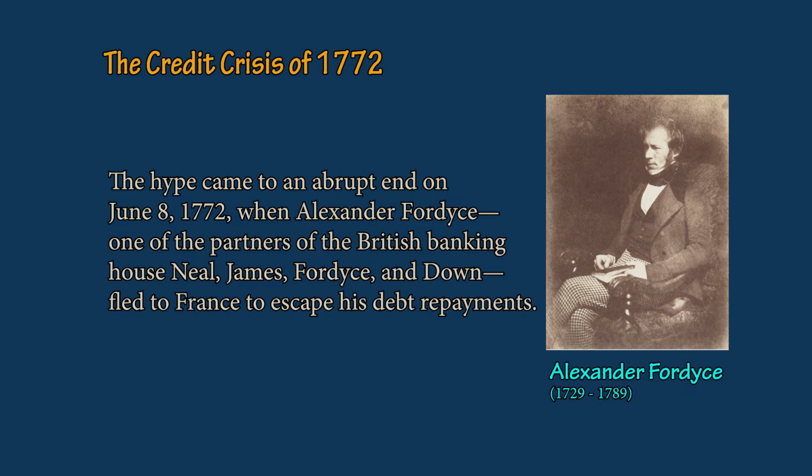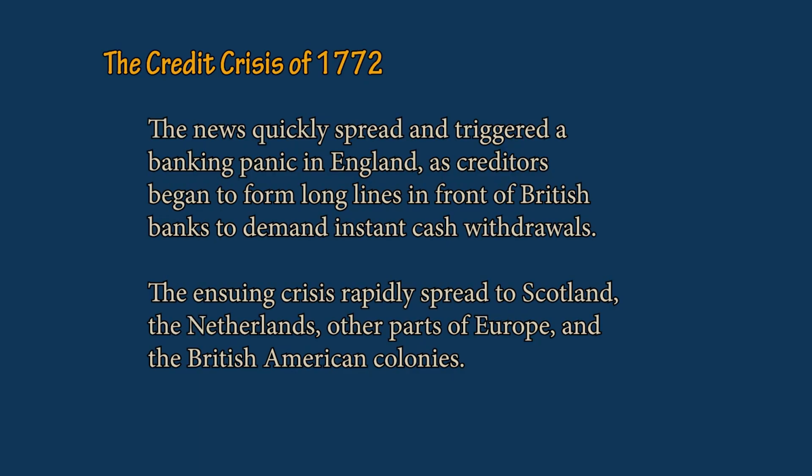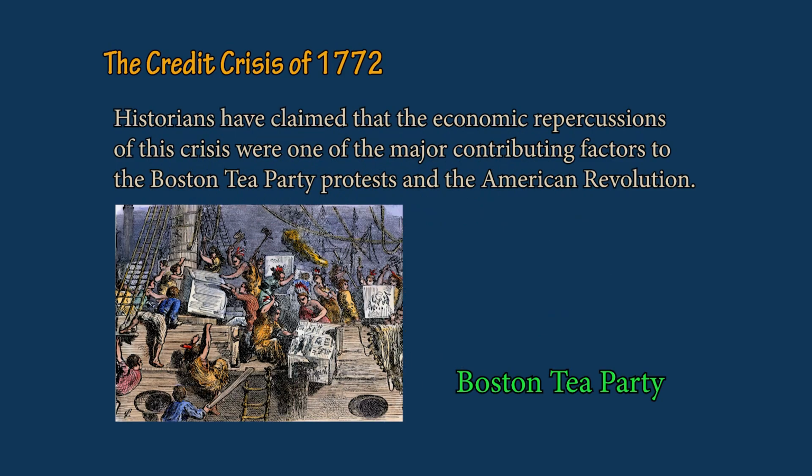The hype came to an end with certain incidents when this person, Alexander Fordyce, who was one of the partners of British banking house, Neale, James and Fordyce and Down, fled to France to escape his debt repayments. Now, of course, this news quickly spread and triggered a banking panic in England, and then everything else followed. It spread to Scotland, Netherlands, and other parts of Europe, and the British American colonies as well. Historians have said this crisis was very significant because they have linked it with what followed in terms of the Boston Tea Party protest and the American Revolution, in fact. We want you to go and check about the Boston Tea Party, then perhaps you'll understand the implication of the picture that is on your screen. It's a very interesting story.